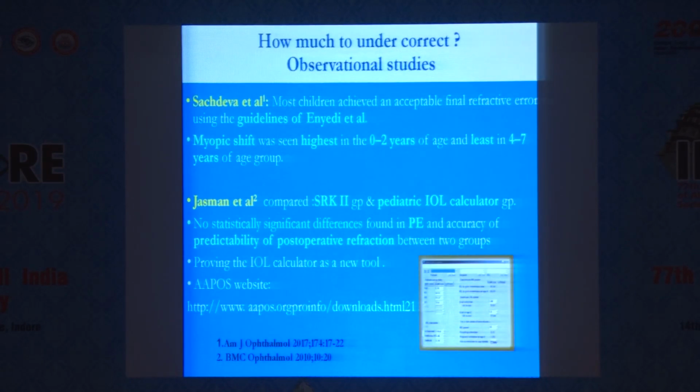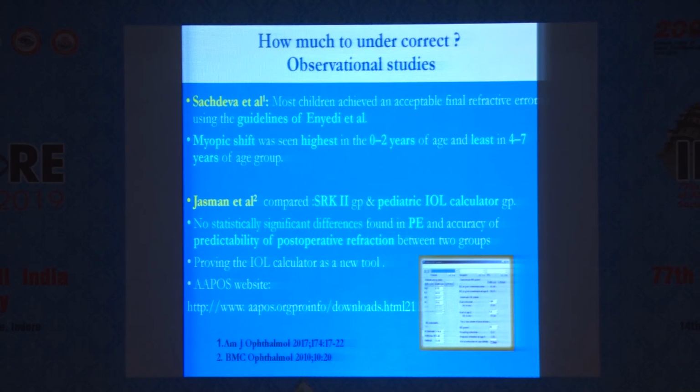So how much to undercorrect? From the observational studies, what we see, Sachidev et al. in 2017 in American Journal of Ophthalmology, they had seen that most of the children achieved an acceptable final refractive error using the guidelines of NED et al. There was a myopic shift that was seen higher in 0 to 2 years of age and least in 4 to 7 years of age.